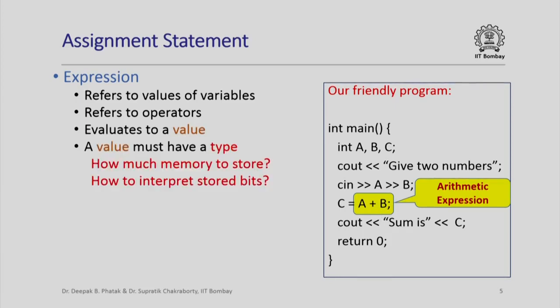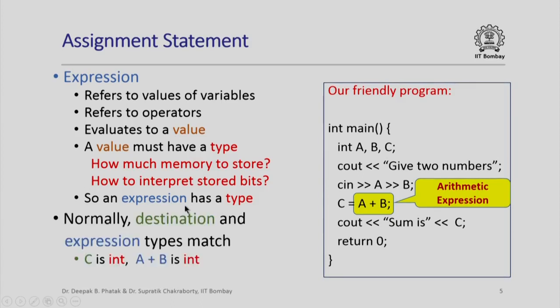Now, for every value that a C++ program computes, we must have a type. The type basically tells the compiler how much memory to allocate to store the value, and it also tells the computer how to interpret the bits stored in those memory locations. So, since an expression evaluates to a value and every value must have a type, an expression must have a type.